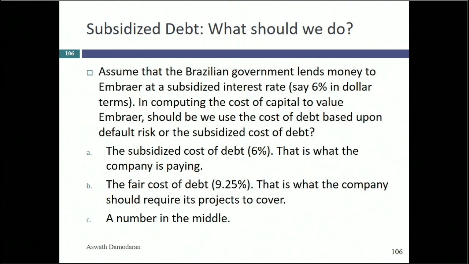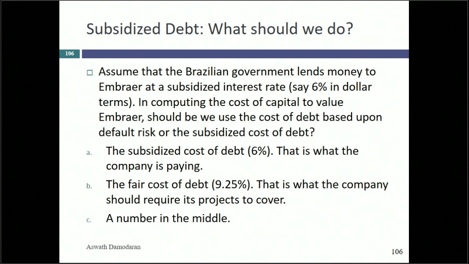One final point about debt before we let it go. Let's assume that you're looking at Embraer in 2004. If you remember, the pre-tax cost of debt I estimated for Embraer was 9.29%. But Embraer used to be a government company. It still has strong contacts with the Brazilian government. And the Brazilian government wants Embraer to grow because it's its pride and joy. It's a manufacturing company that makes aircraft, and Brazil is really proud of Embraer.